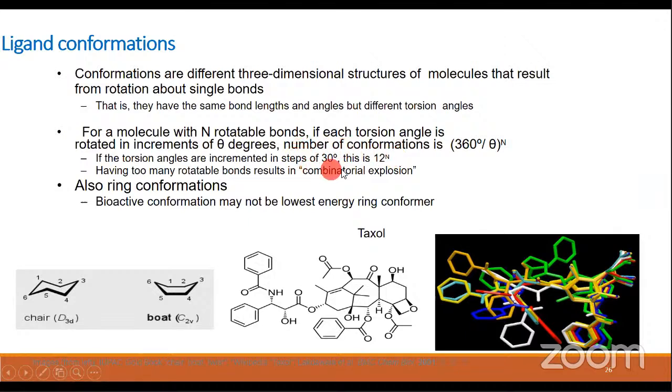So if you have, for example, 6 torsion bonds, it will give you 12 to the power of 6. Can you imagine how many conformations it will generate? It will generate 29 lakh conformations for one molecule which has 6 torsions. Just imagine how many conformations a molecule like taxol can generate, and also the ring conformations, all these effects.